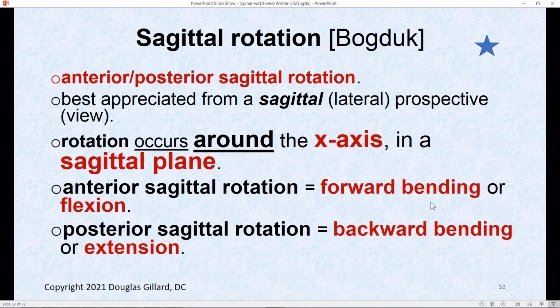All right, sagittal rotation, let's come back to that. We talked about it a little bit, so we need to move our camera to the side of the patient. If you bend forward, that's anterior sagittal rotation. If you bend backwards, that's posterior sagittal rotation. This rotation is occurring along the x-axis. So when you bend forward, that's anterior sagittal rotation, and posterior sagittal rotation when you bend backwards.